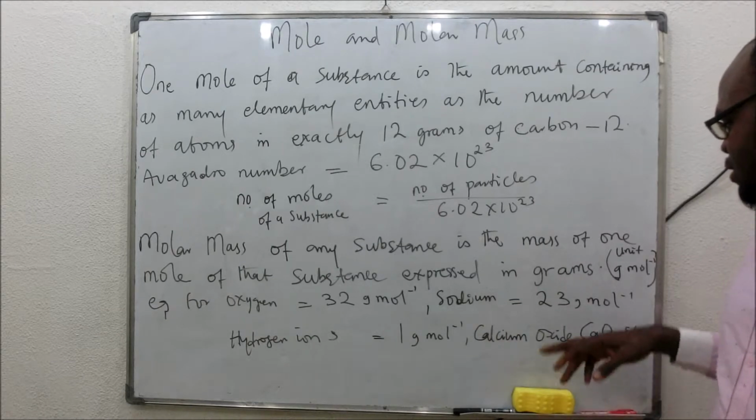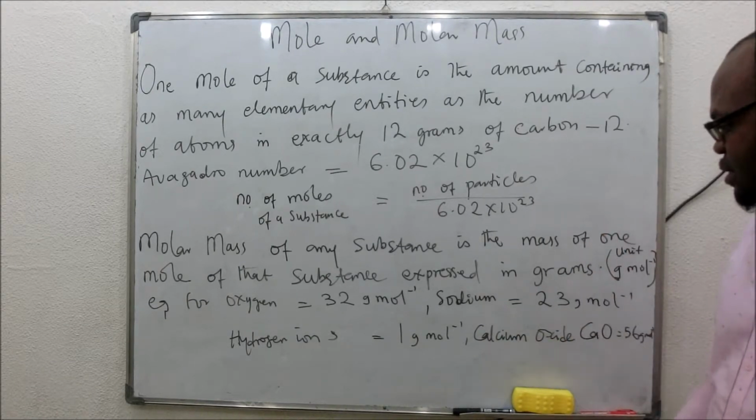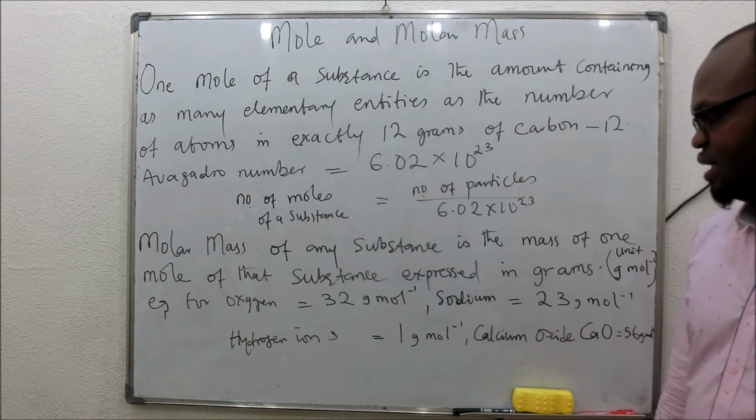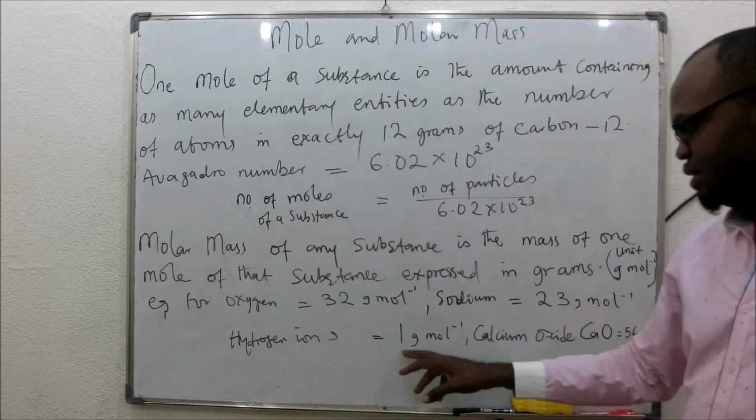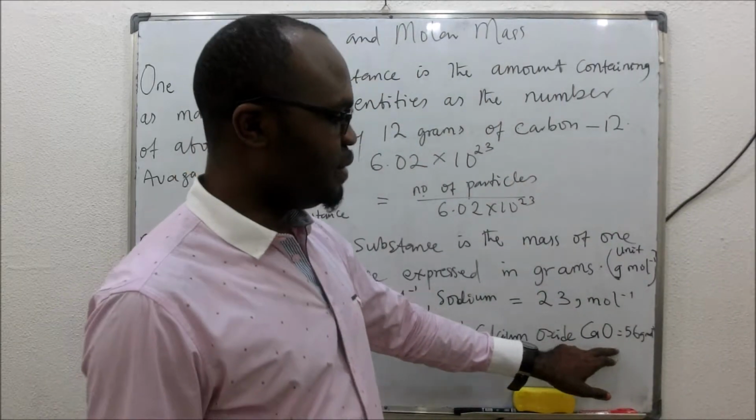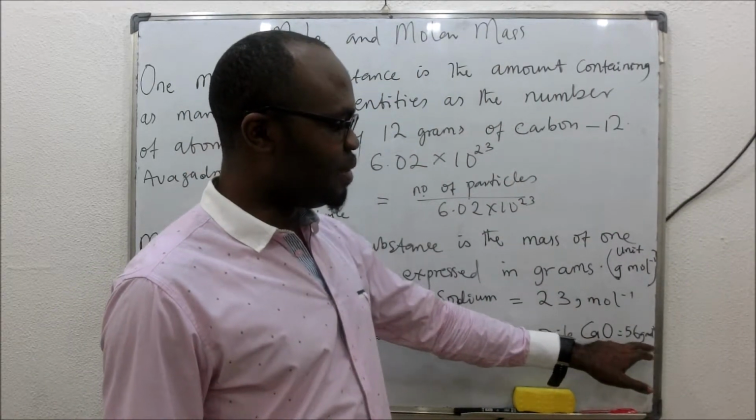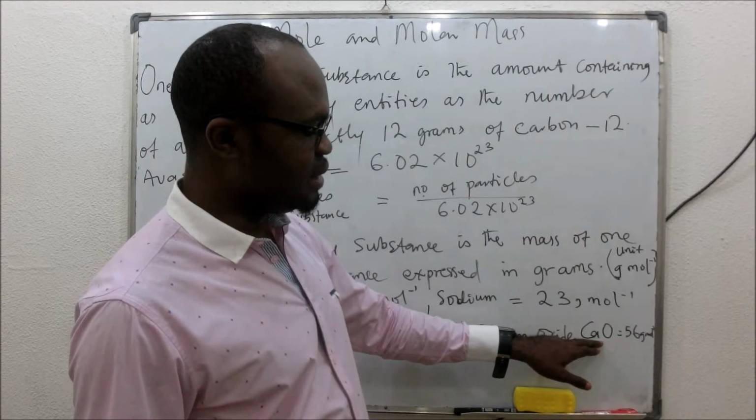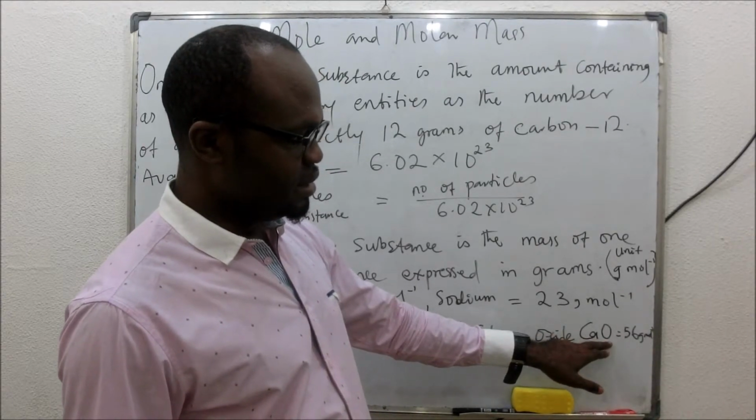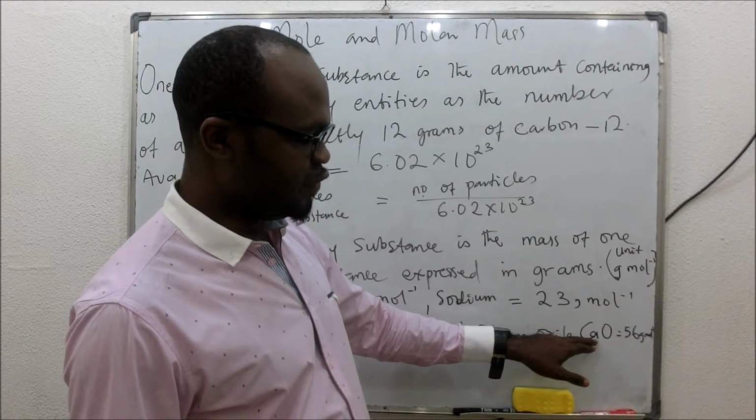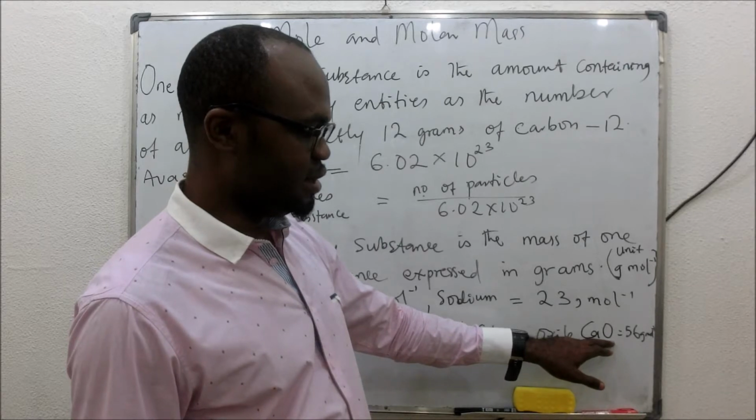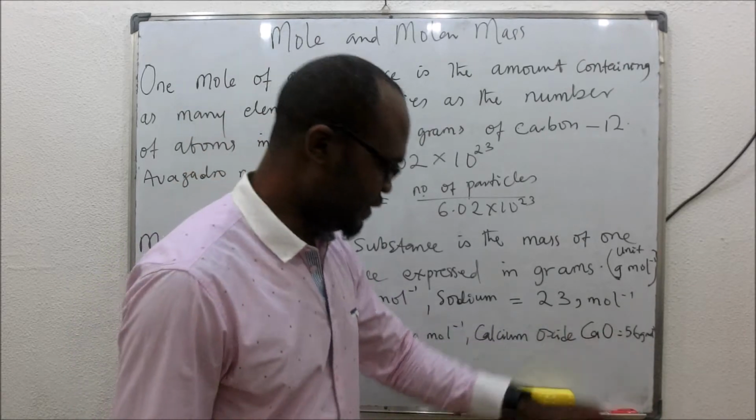Sodium is 23. No, sodium is single atomic. It has an atomicity of 1. Hydrogen ion is 1 gram per mole. Calcium oxide, which is CaO, is actually 56 gram per mole. 56 because this is 40 and this is 16. So the molar mass of calcium is 40 and that of oxygen, single oxygen, is 16. So you have 40 plus 16, 56.